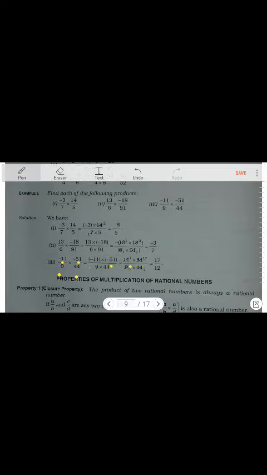So it becomes what? 11 and 44 have a common factor 11, so both have been divided by 11: 11 1 is 11 and 11 4 is 44. And 51 and 9 both have a common factor 3, so both are reduced with 3: 3 3 is 9 and 3 17 is 51. So what happens? 17 into 1 is 17 and 3 into 4 is 12.